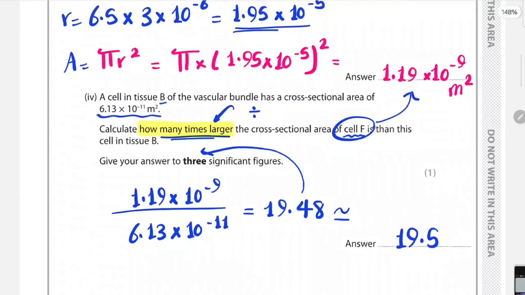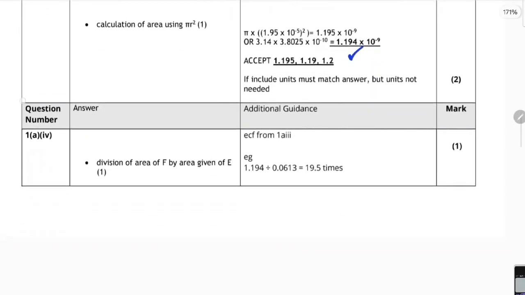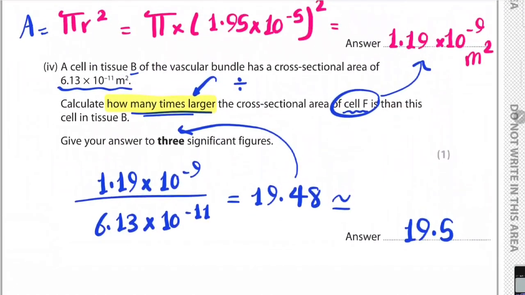Let's check the marking scheme. And here is the first answer, the second answer, and that's it guys, we're done.